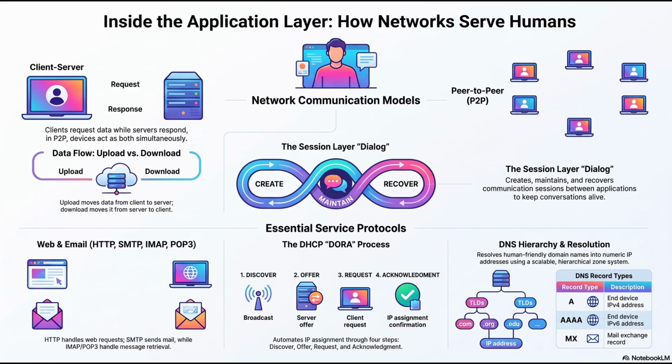Like www.cisco.com. Yes. It is infinitely easier for you to remember Cisco.com than to remember its underlying IP address, which the source notes is 198.133.219.25. Wow. Yeah. So DNS acts as the Internet's automated phone book, translating the human-friendly name you type into the machine-friendly number the computer needs to actually find the server.